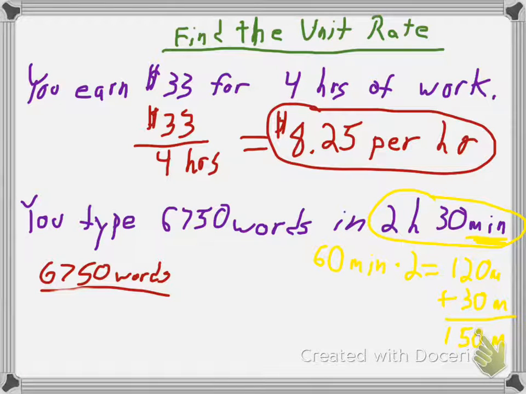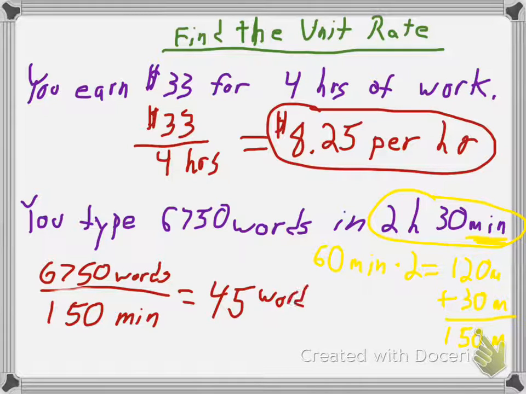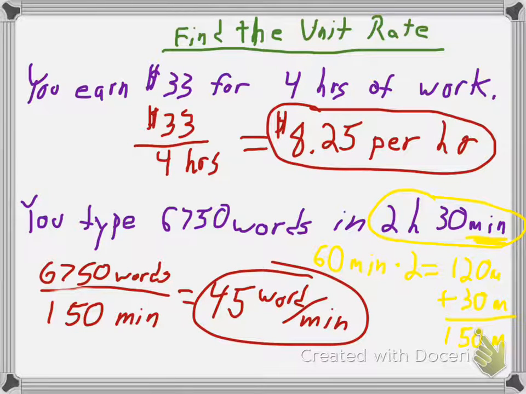Okay, so now when I plug this in, it's 6,750 words over 150 minutes. Now I can go ahead and turn this into a unit rate by dividing. 6,750 divided by 150 minutes, and I end up with 45 words per minute. Again, now that it's 1 unit, I can go ahead and actually divide.